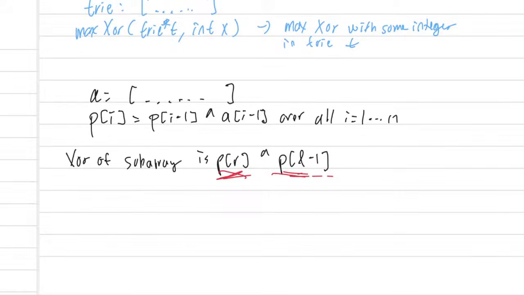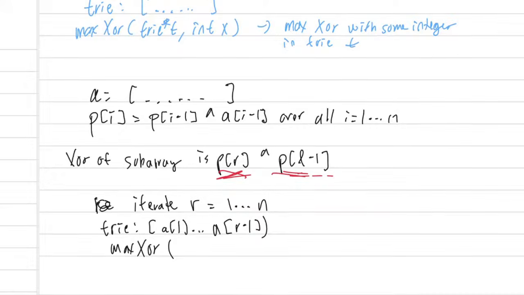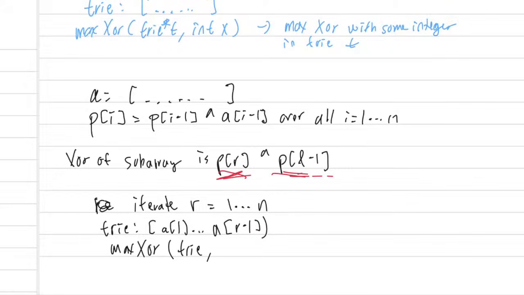And so now consider, you iterate, I guess it doesn't matter, like iterate the right bound of the array. Okay, iterate R from 1 to n. And then you know that your current trie is going to consider all elements from a sub 1 all the way to a sub r minus 1. So when we call that max XOR function, when we pass in trie, and we pass in a sub r.